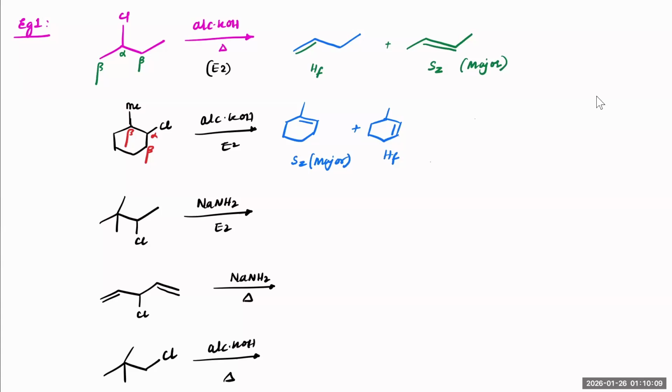Next one. This is alpha. Here we have beta and beta. Unfortunately, on the left side, there is no beta hydrogen. Here only a beta hydrogen is there. So I can say the alkene product formation in this case will be like this, a double bond like this. So this will be 100%.